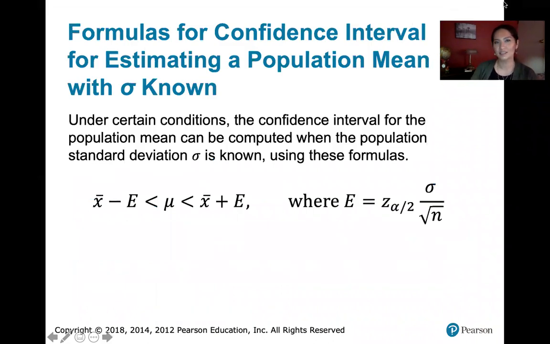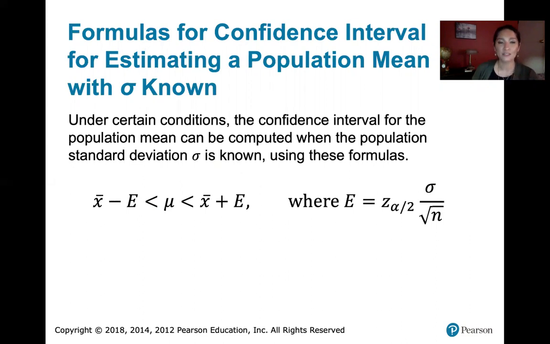Say under certain conditions, the confidence interval for the population mean can be computed when the population standard deviation is known, and it would be computed using these formulas. Now, if you're wondering what those conditions are, the sampling distribution of the sample means needs to be approximately normal. So if the original population was a normal distribution, the sample means will also have a normal distribution. So these formulas are appropriate in that case. These formulas are also appropriate if the sample size is greater than 30, which means that a normal distribution is an appropriate approximation for that sampling distribution as well.